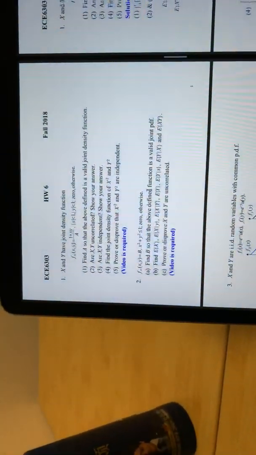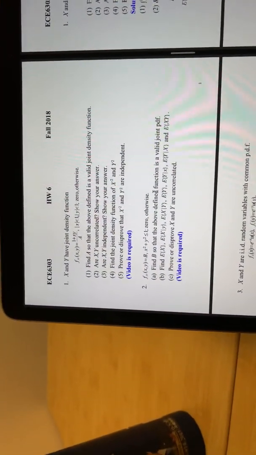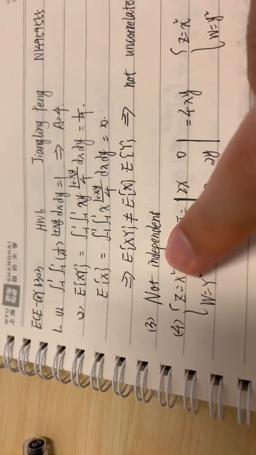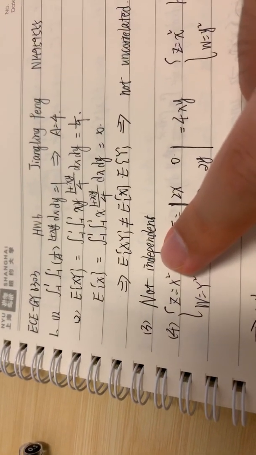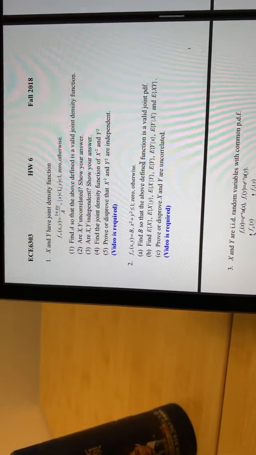Question 3: we should determine whether X and Y are independent. That's very obvious, X and Y are not independent. Question 4: we should find the joint density function of X squared and Y squared.